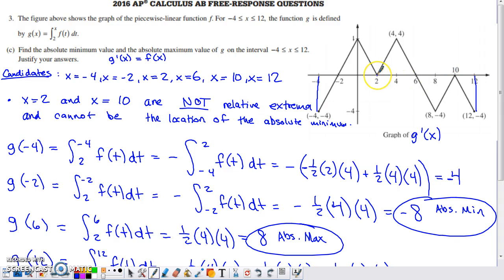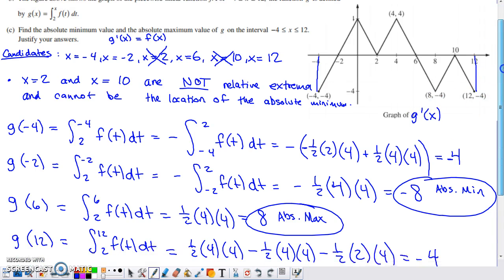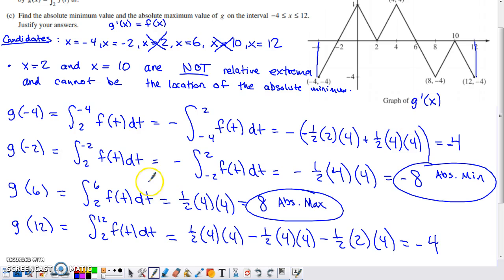Same thing actually happens at 2. We don't have g prime changing signs at 2. So it's not a relative max or min, therefore it can't be the absolute max or min. These were candidates, 10 and 2, because they are critical numbers, but we don't have relative extrema there, so there's no way we could have absolute extrema. And from there, it's just going to be a matter of taking some time to evaluate these function values.